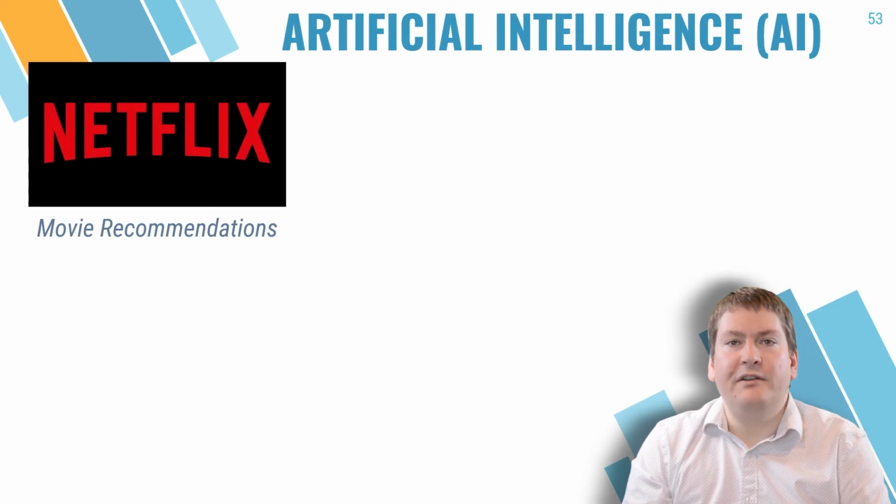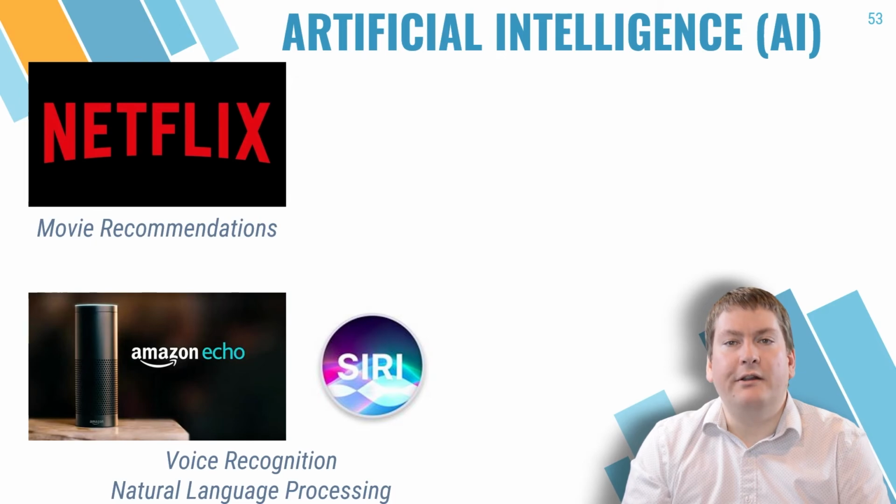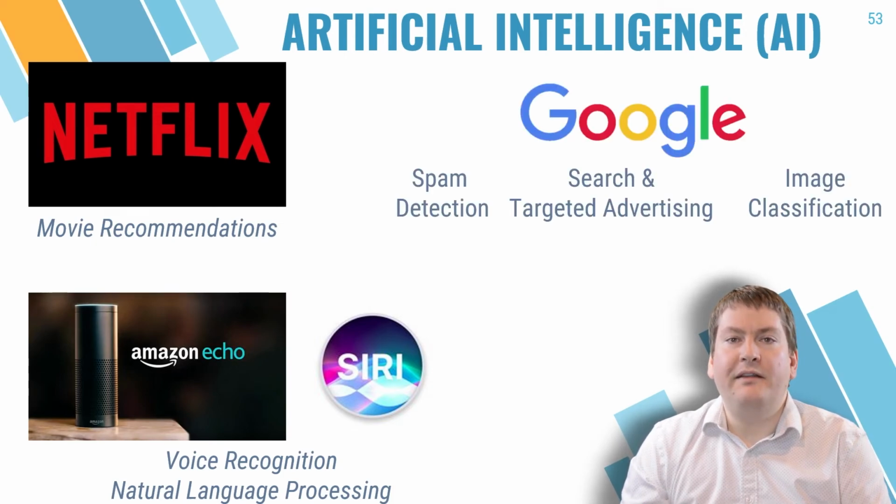For example, Netflix uses machine learning to predict what movies you might enjoy and provide tailored movie recommendations to each user. They're able to do this as they already have a large database of users and their movie preferences to learn from. Amazon Echo, Siri, and Google Home all use machine learning for their home assistants. In particular, they are using voice recognition and natural language processing to understand and respond to spoken commands. Google also makes heavy use of machine learning in its products, for example, spam detection for Gmail, in search, and in targeted advertising, and in image classification or recognition for things like Google Image Search.